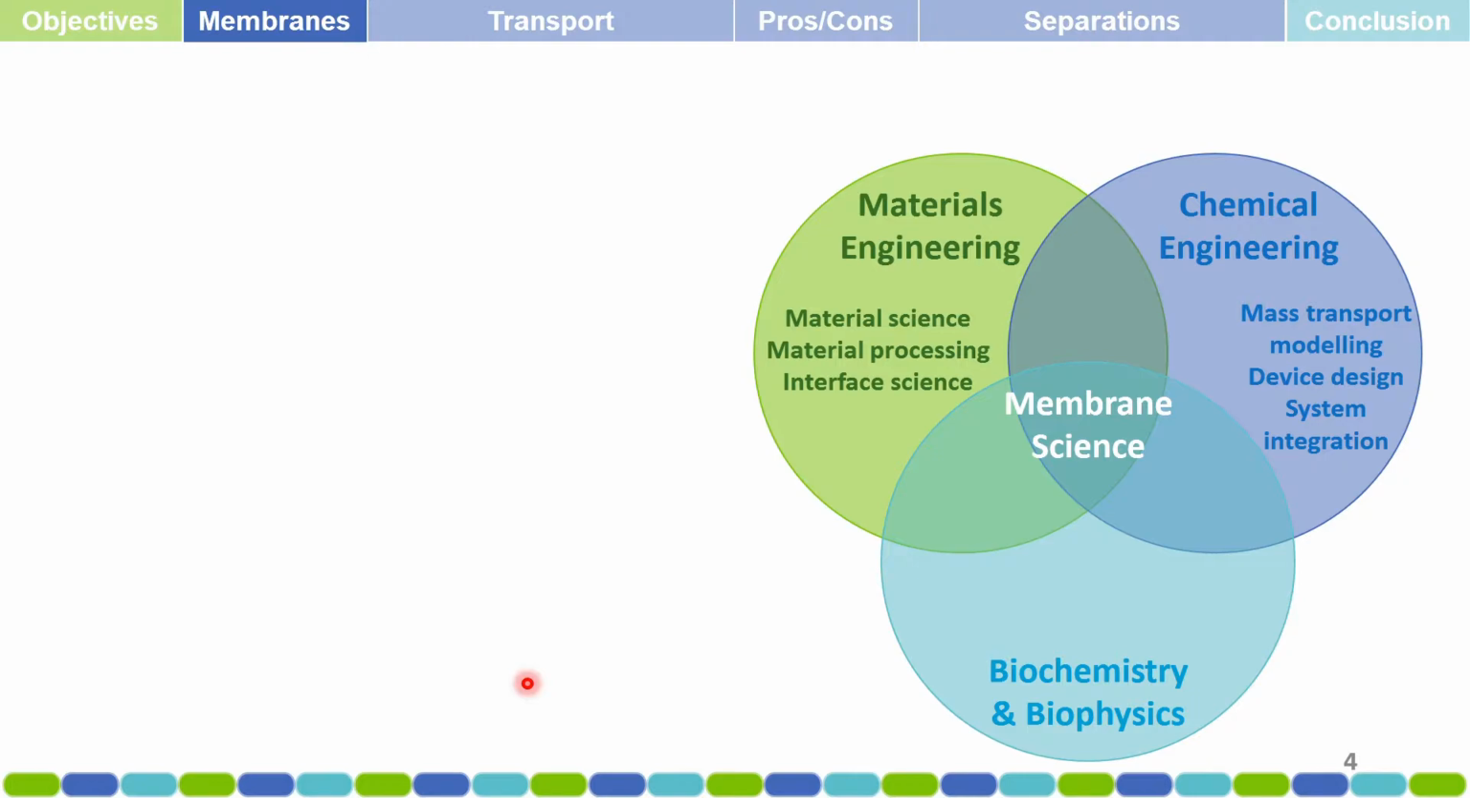Moving on, as illustrated in the Venn diagram, we can see that membrane science is actually an interdisciplinary science. It involves concepts from materials engineering, chemical engineering, as well as biochemistry and biophysics. In membrane science, the materials engineering aspect refers to how to decide what materials to choose for the membrane, how to prepare the membrane from its base materials, and how to employ methods so that we can modify the membrane. This also includes several techniques to evaluate the membrane properties, from mechanical tests to advanced microscopy and spectroscopy.